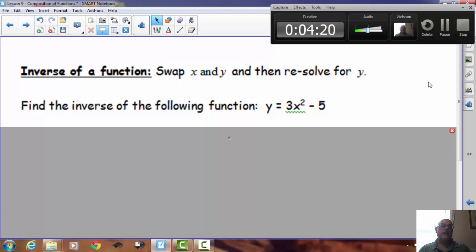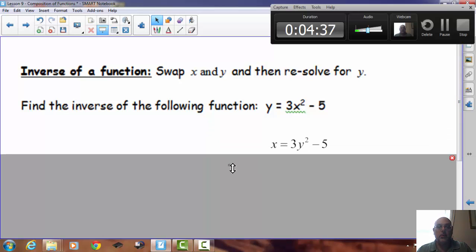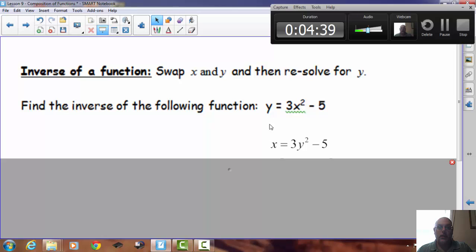Another thing we're going to look at today is the inverse of a function. When you take the inverse of a function, you swap the x and the y, then resolve it for y. We have this function, y equals 3x squared minus 5. First thing I do is swap the x and the y. Where the y is, I put an x, and where the x was, I put a y.